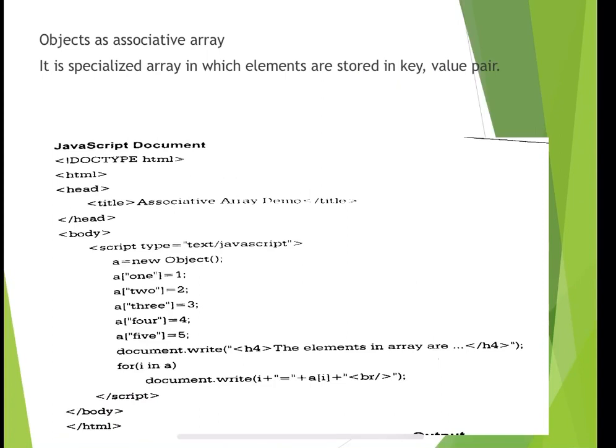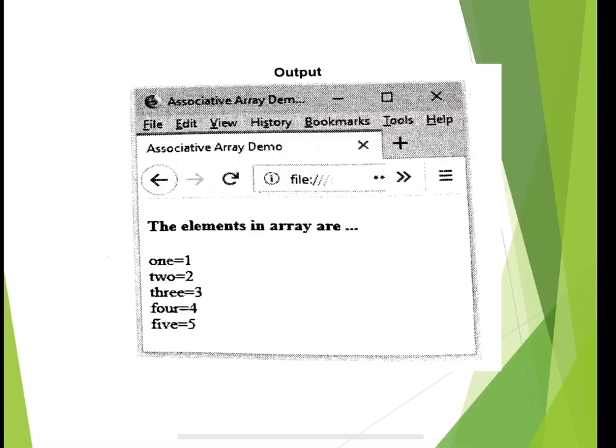Let us see the output. So the output is 1 is equal to 1. So string 1, that is 1 is your key and the number 1 is your value. So string 2 is your key and number 2 is your value. String 3 is your key and number 3 is the value. String 4 is your key and number 4 is the value. String 5 is the key and number 5 is the value.